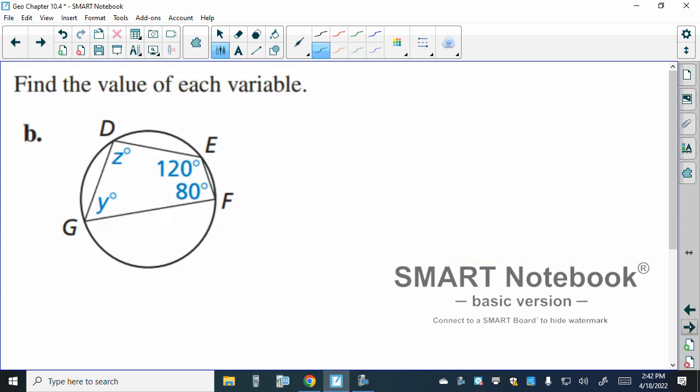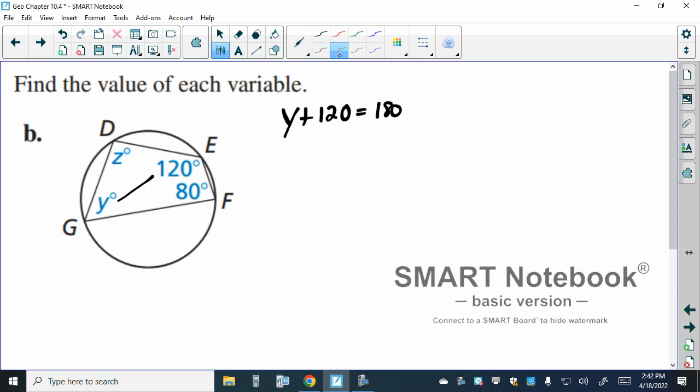So let's look at these here. So we look at this first one here. What do we know about y and 120? They're going to add together to be 180 because the opposite angles in an inscribed quadrilateral are supplementary.